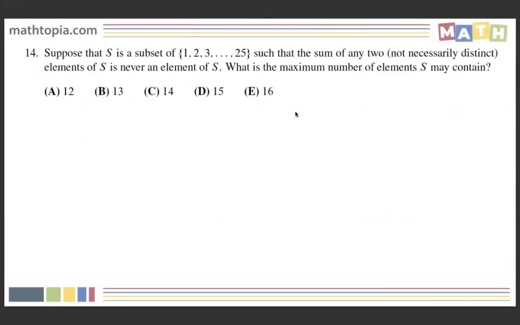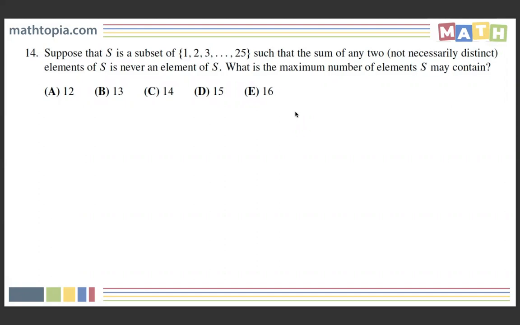Okay, this is problem 14 of the AMC 10B. Suppose that S is a subset of 1, 2, 3 through 25, such that the sum of any two elements of S is never an element of S. What is the maximum number of elements S may contain? So yeah.